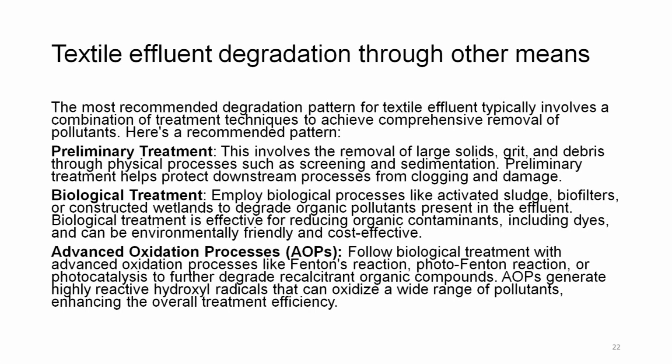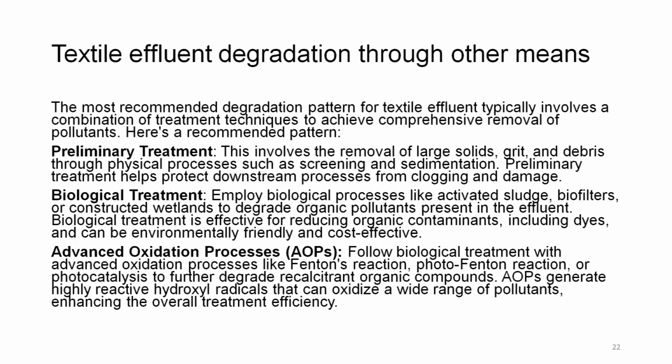By recommending these degradation patterns, the textile effluent treatment typically involves a combination of treatment techniques, and we have seen preliminary treatment, primary treatment, secondary treatment and tertiary treatment as different stages of treatment for different types of organic pollutants. It typically involves a combination of treatment techniques to achieve comprehensive removal of pollutants, and here is a recommended pattern. First is the preliminary treatment.